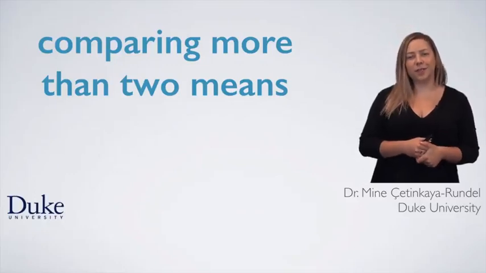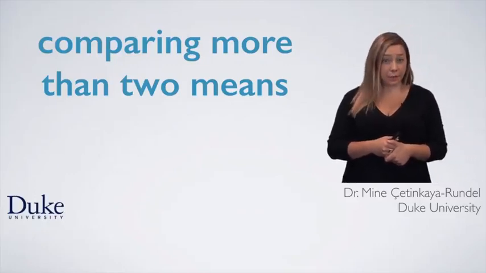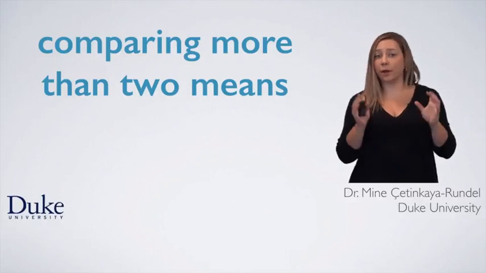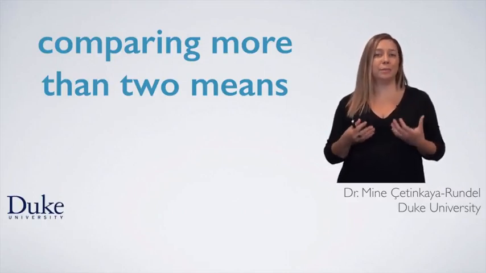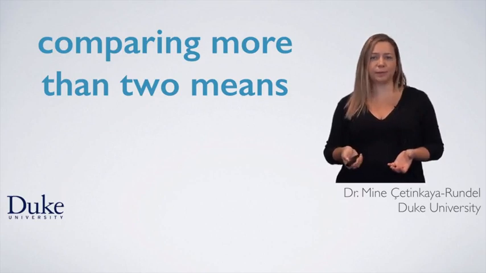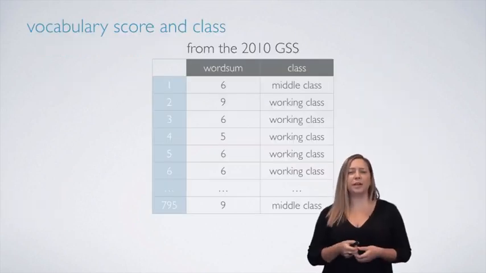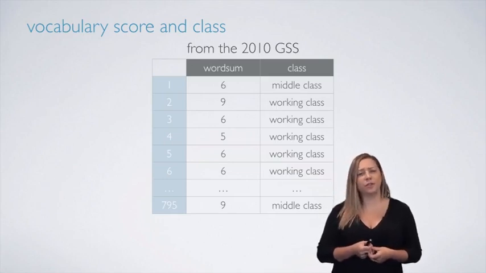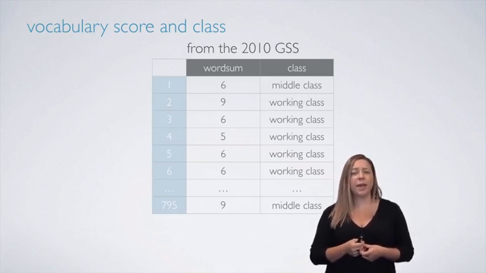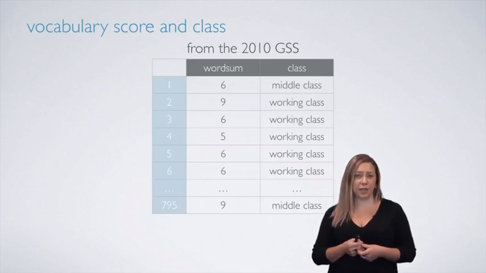So far in this unit, we discussed inference on a single mean, as well as inference for comparing two means to each other. Next, we move on to comparing many means simultaneously. Our motivating data comes from the General Social Survey. The two variables of interest are vocabulary scores and self-identified social class.